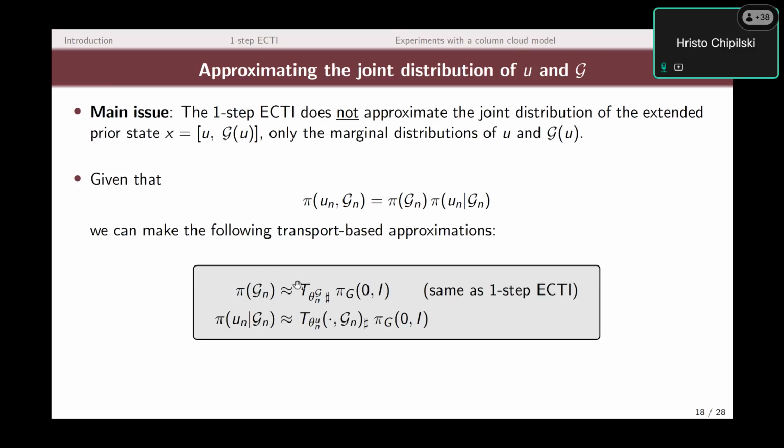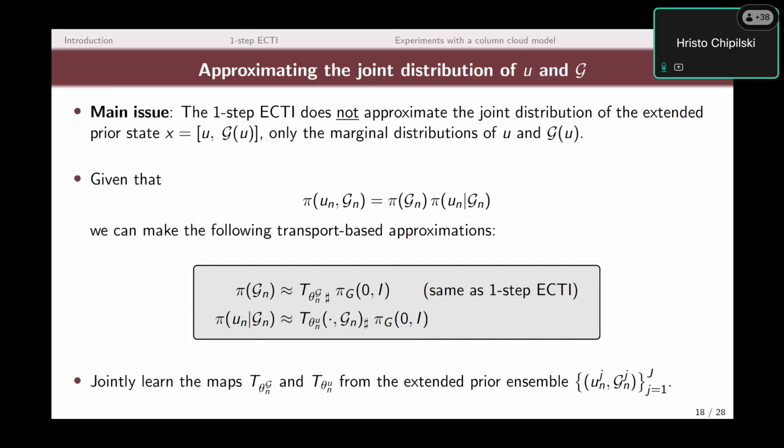For the marginal over G, I'm going to use the same approximation as I did in the one-step ECTI. But for the conditional distribution of U given G, I'm going to use this conditional map, which, as you can see here in the bracket, has the additional input of the predicted observation G, pushing forward, again, some standard Gaussian distribution. And what I'm going to do here is to learn the transport maps jointly, simultaneously, from samples of the prior ensemble, which is this pair of parameters and evaluations of the forward model.